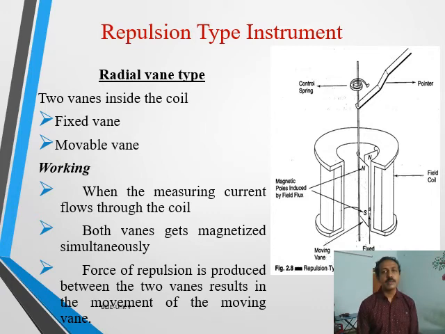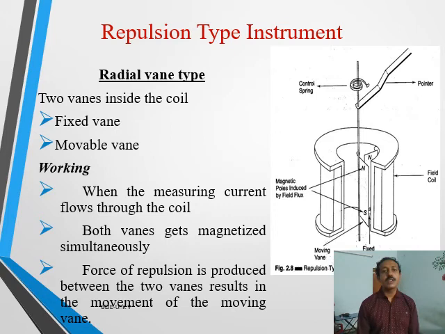Next is the repulsion type instrument. The construction is somewhat different from the attraction type instrument. Here you can see a horseshoe shaped field coil, and there are two vanes that are connected with the field coil. One is the fixed vane that is attached to the field coil, and another one is the movable vane that is attached to the spindle.